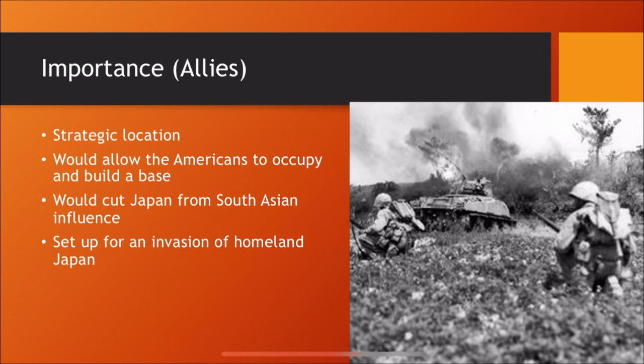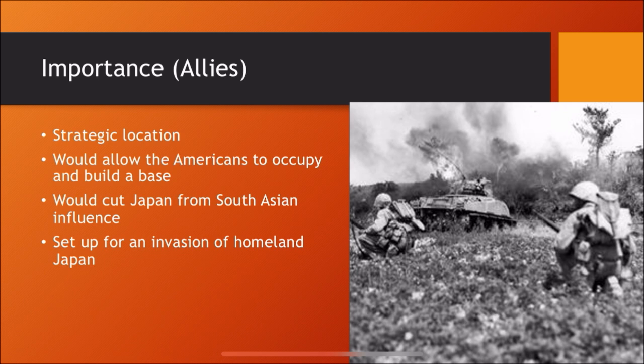Alright, now I'm going to talk about the importance of this battle for both the Allies and the Japanese. So to start, I'm going to discuss why the battle was important for the Allies. The Ryukyu Islands was a strategic location for the Allies. So the capturing of all of the islands would allow the Americans to occupy and build a base.